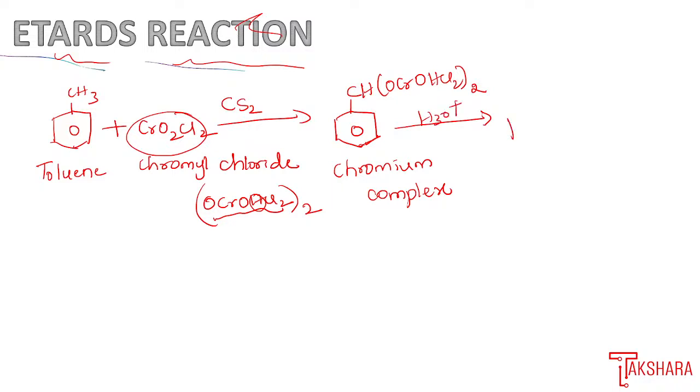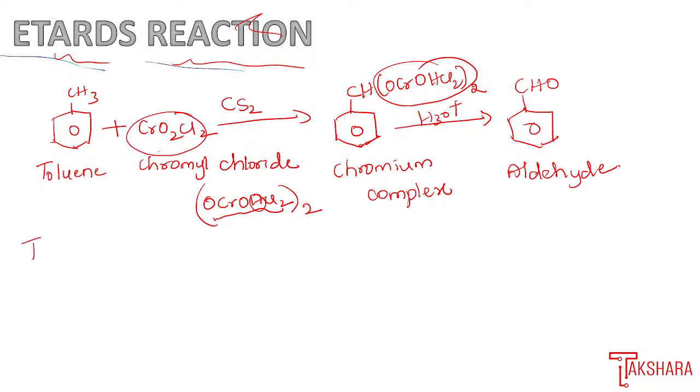And when this chromium complex undergoes protonation, that is H3O+, all this group is going to be removed and we will get the product, the aldehyde. So we get the aldehyde as the final product. Okay, so this is Etard's reaction. Etard's reaction is when toluene undergoes oxidation with chromyl chloride CrO2Cl2.